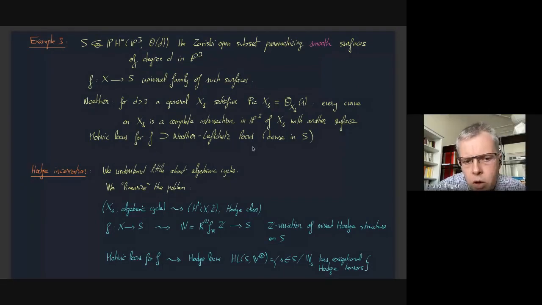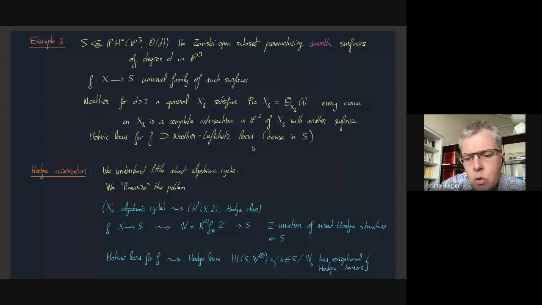Okay, so now I will turn to the Hodge incarnation of this kind of problem, because we don't understand much about algebraic cycles. And so in some sense, what we do is that we linearize this problem. So I replace the algebraic variety X_s, which is the fiber of my family, and an algebraic cycle in it, just by its cohomology in a certain even degree, and the corresponding Hodge class of this algebraic cycle. And now I replace my family X over S just with the variation of Hodge structure over S.